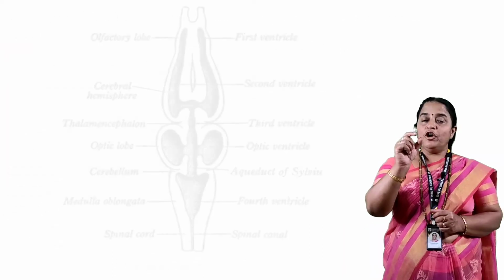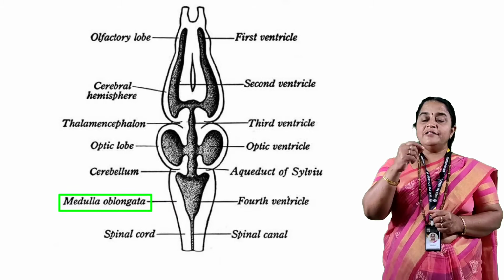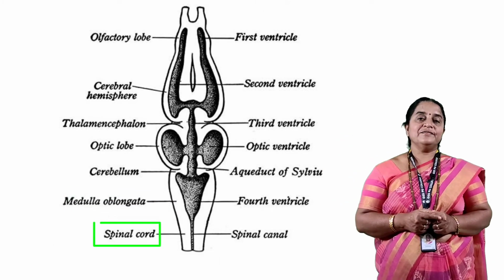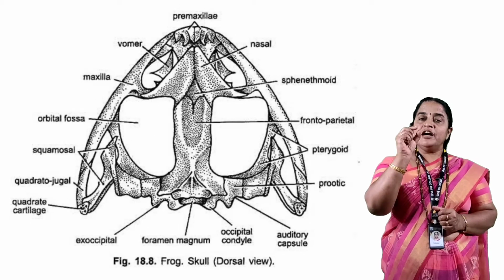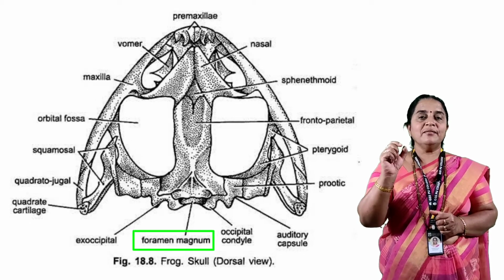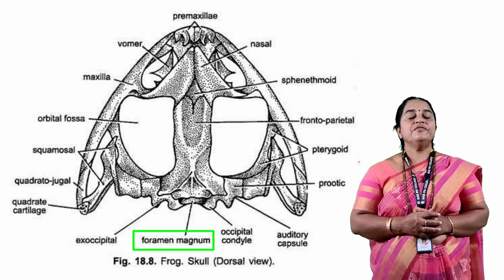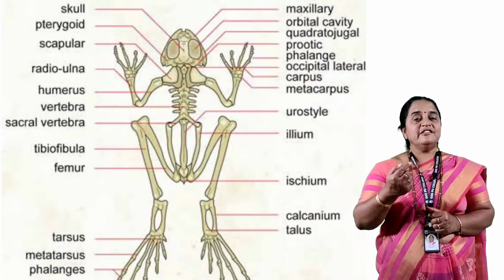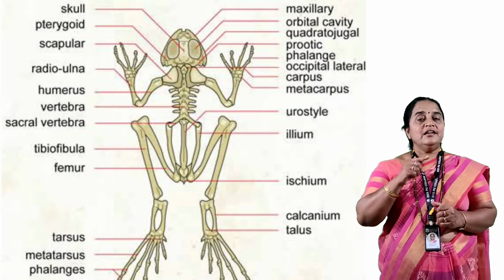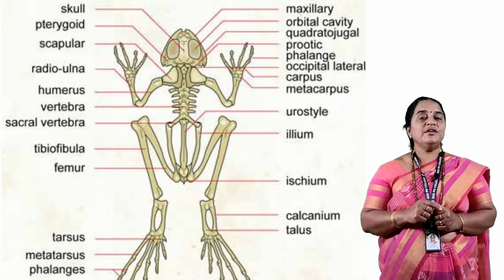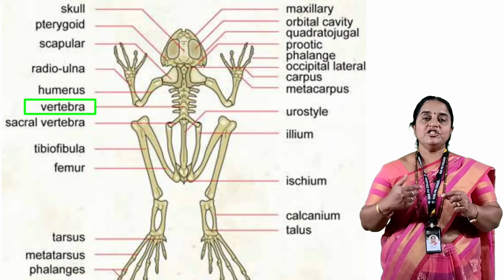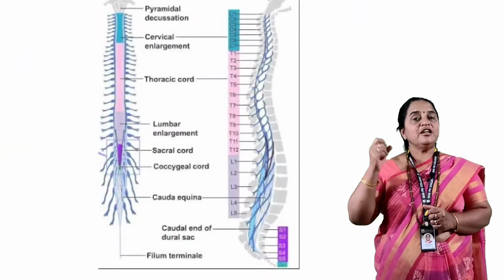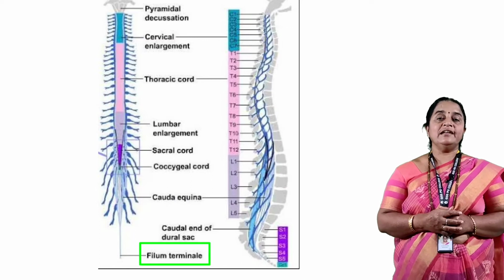The brain continues from the medulla oblongata as the spinal cord along the dorsal side in the central axis. This spinal cord will come out through the foramen magnum, an aperture of the skull. Through the foramen magnum, the spinal cord is protected and supported by the vertebrae, which are connected with each other to form the vertebral column, which terminates into filum terminale.